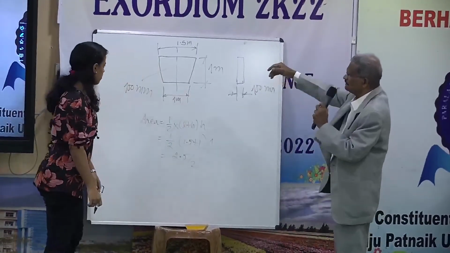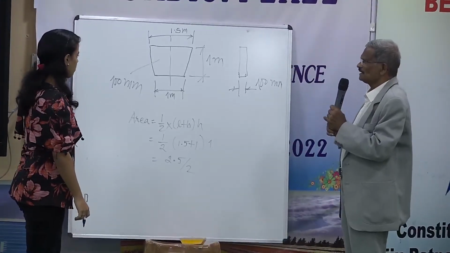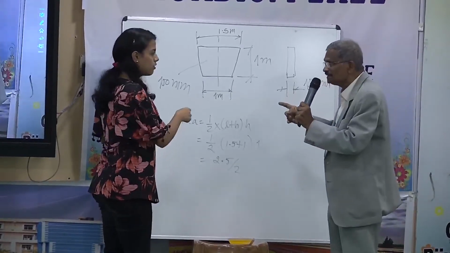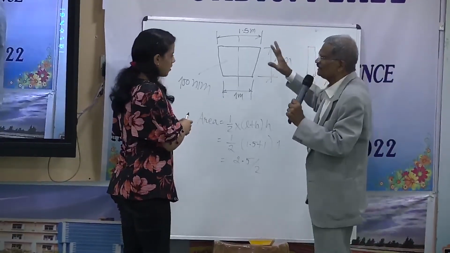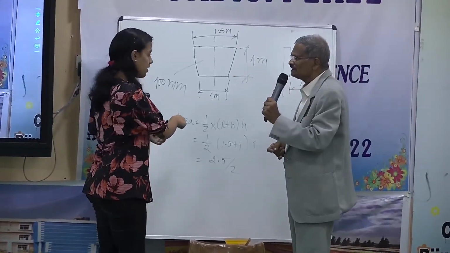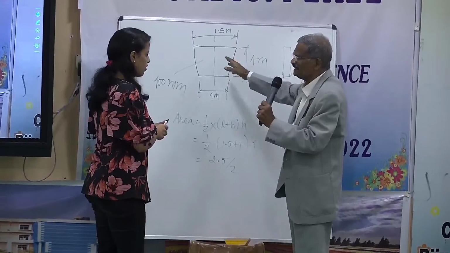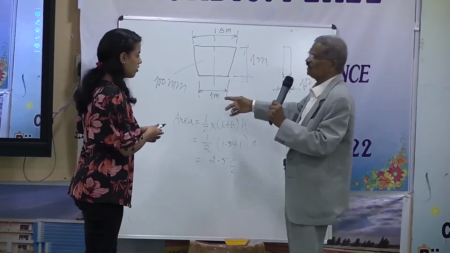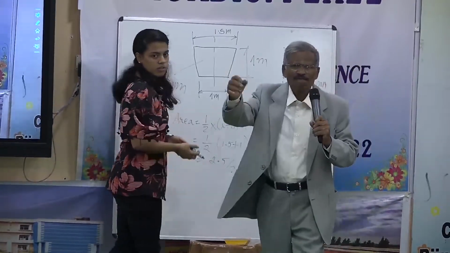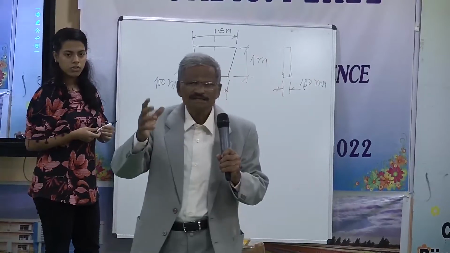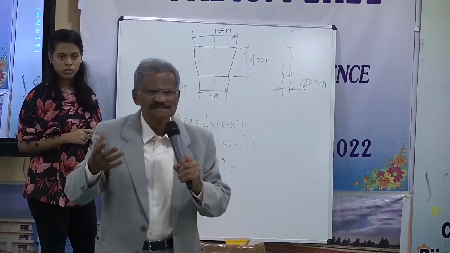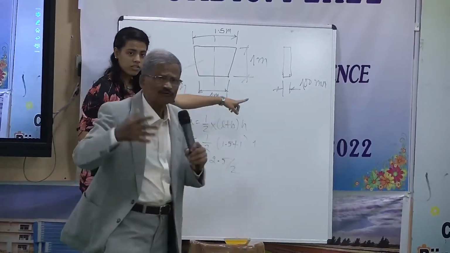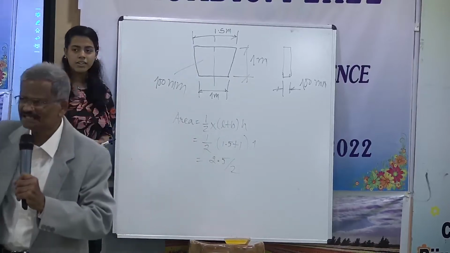So then what is the next step? How to find the weight of the steel plate? What will you do? Area? You have found the area. Then what do you do next? After the area, what do you do next? You have to find out? Yes, volume. Next. Volume, yes. So area into thickness is the volume. Very good. Then how to find the weight? Next page.